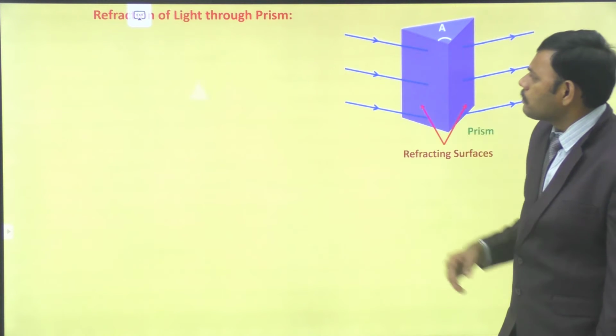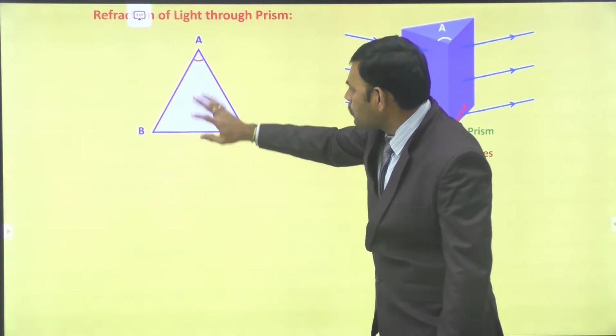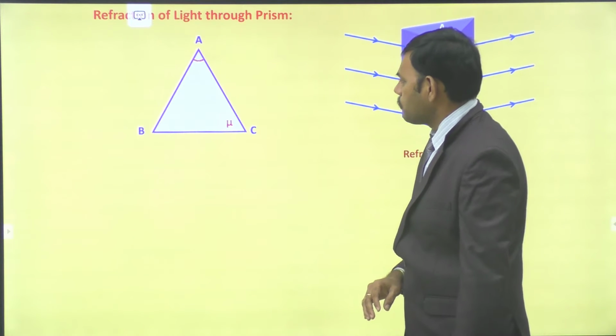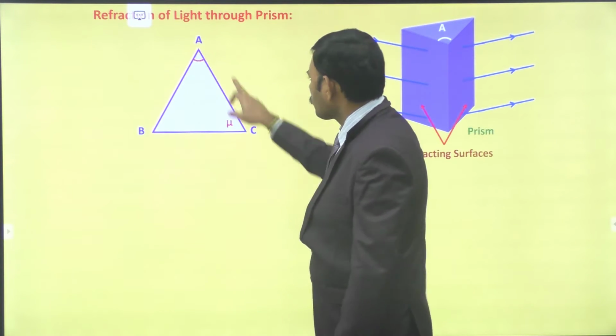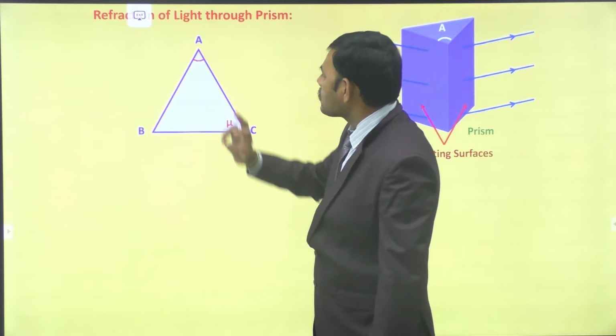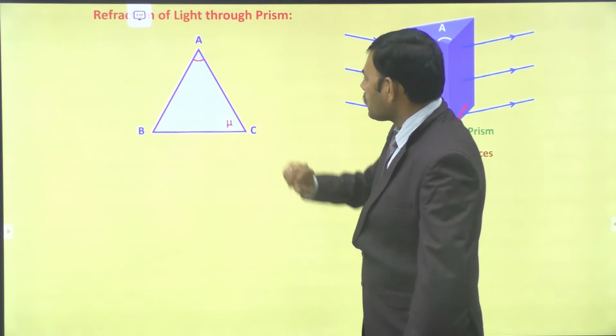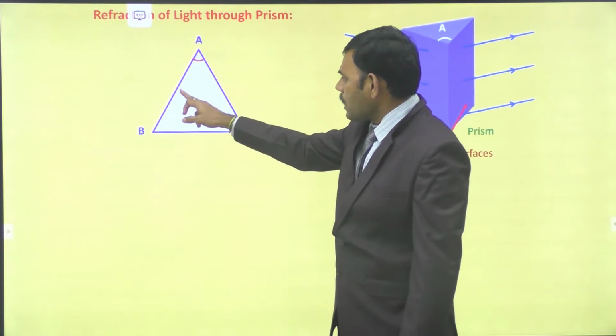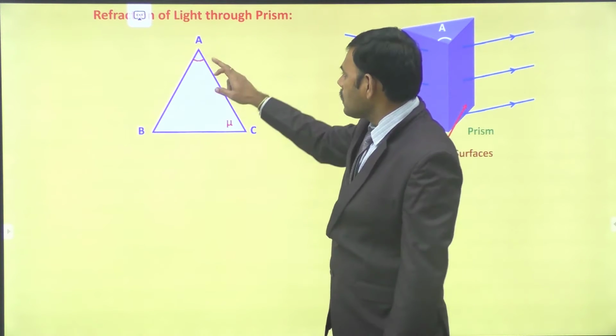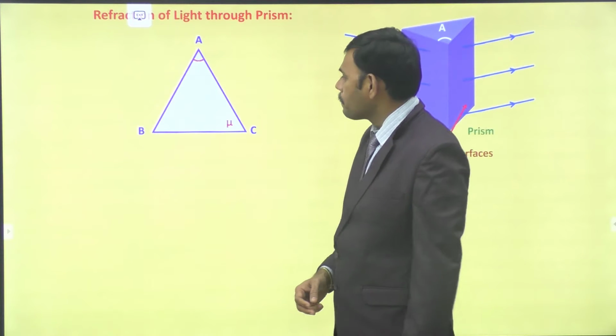So let us consider one principal cross section of the prism. Let ABC be any one principal cross section of the prism. This is the first refracting surface, this is the second refracting surface. The angle between these two refracting surfaces is the angle of the prism, let it be A.